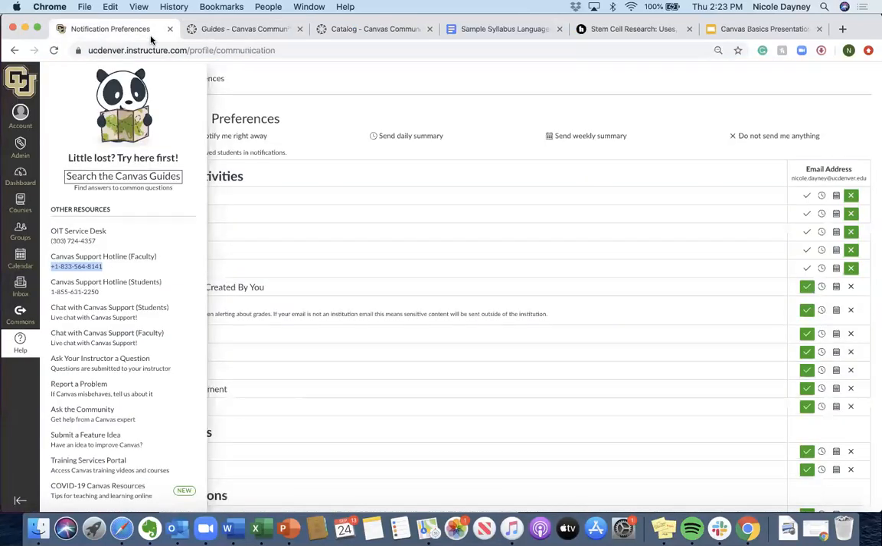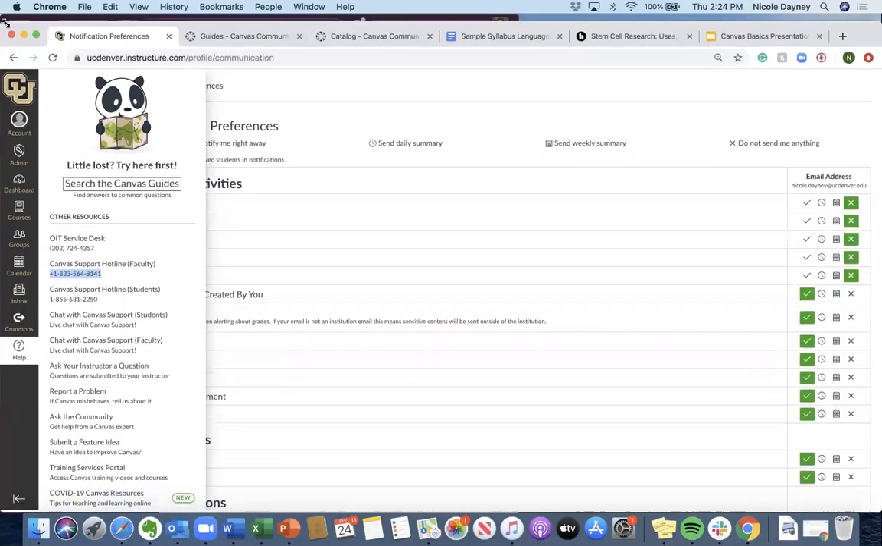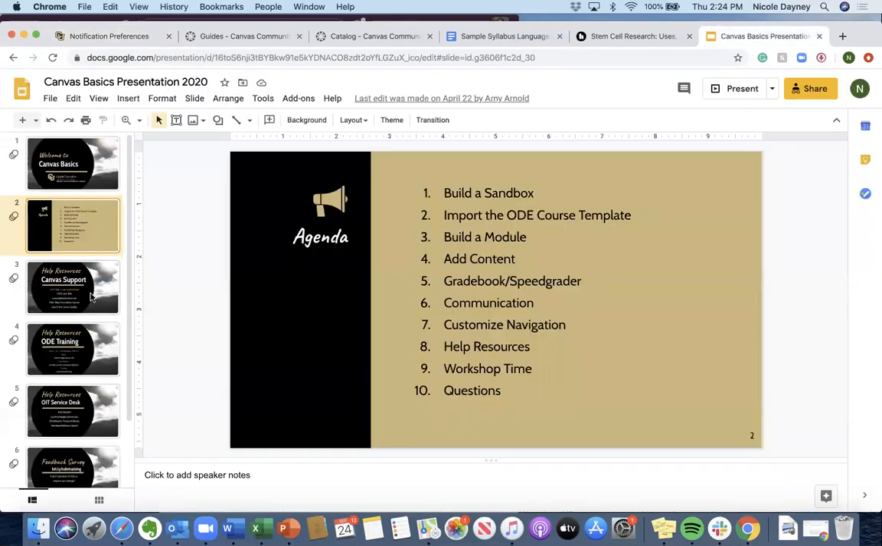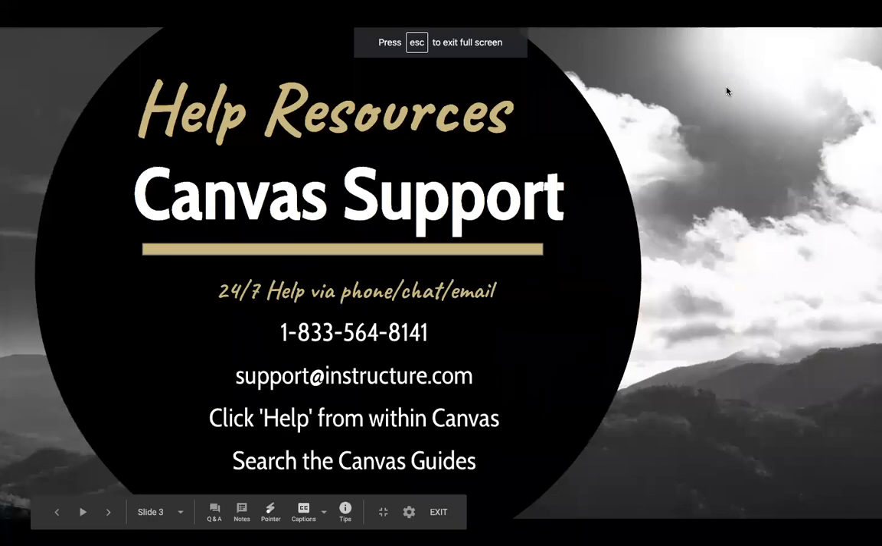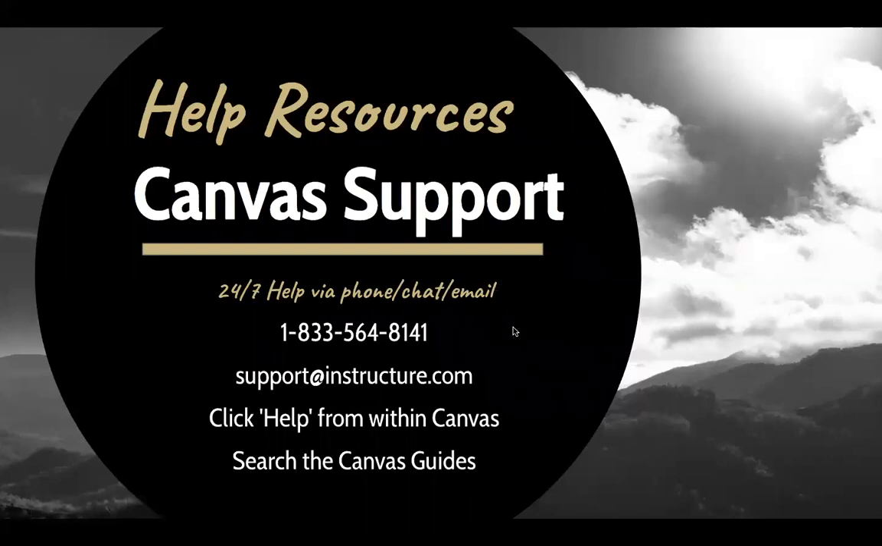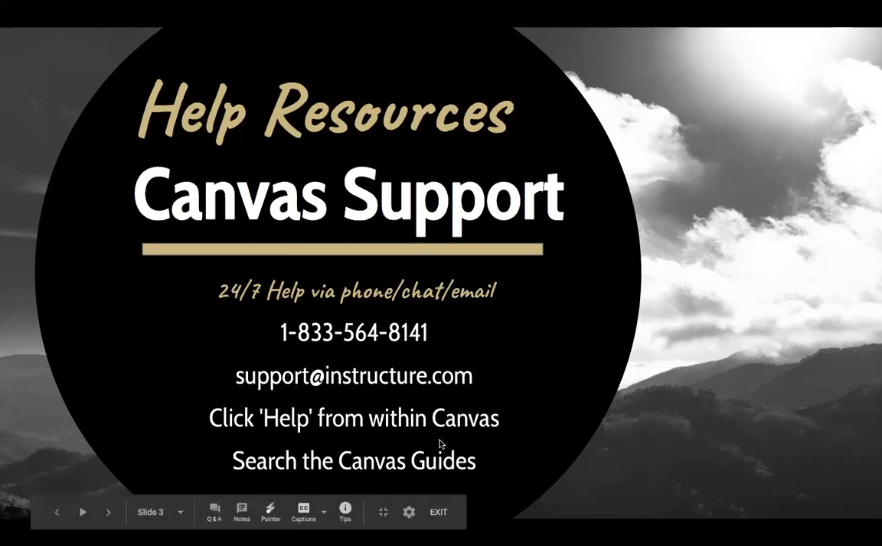So, we're happy to help you over here at the office of digital education, but we don't work on the weekends. So, if you need help late on a Sunday, they're going to be your best bet. Call, chat. It is 24/7. So, hopping back in here. So again, Canvas support, 24/7 help via phone, chat, and email. Here's the faculty phone number. Here's their email. And then if you just click on that help within Canvas, it has those numbers right there.